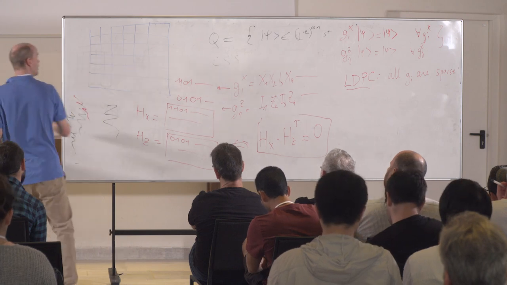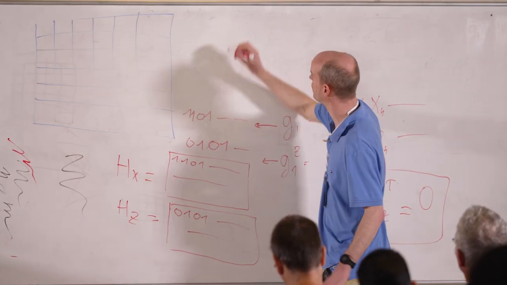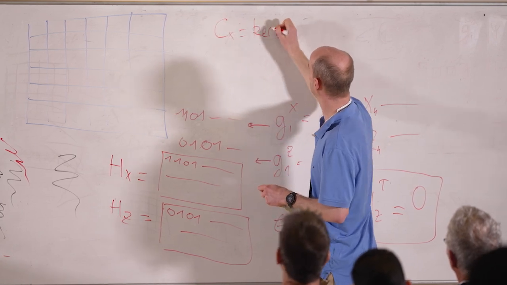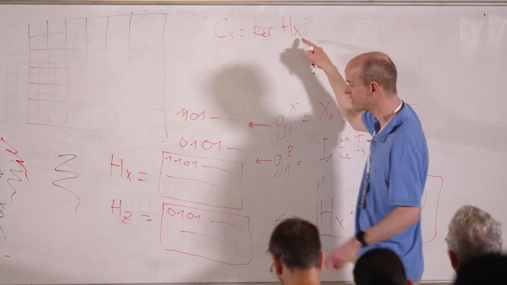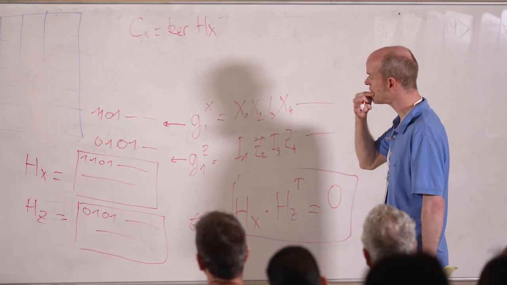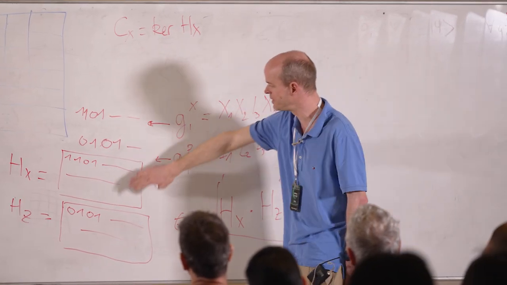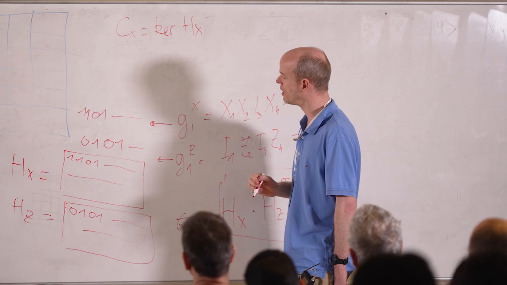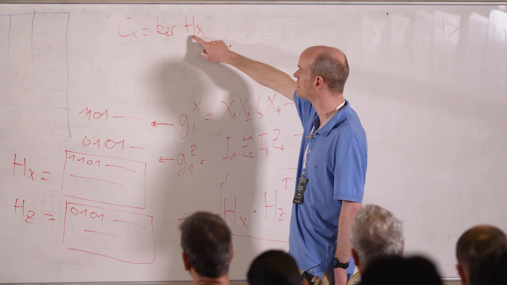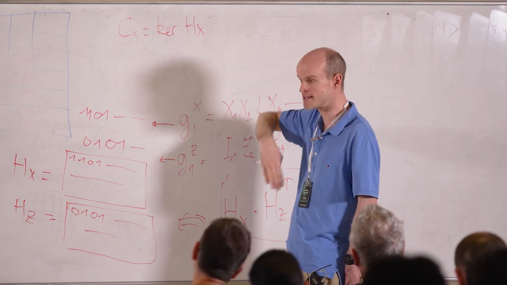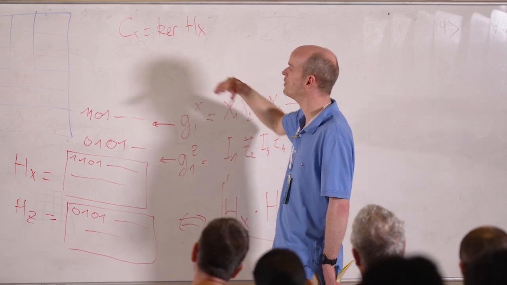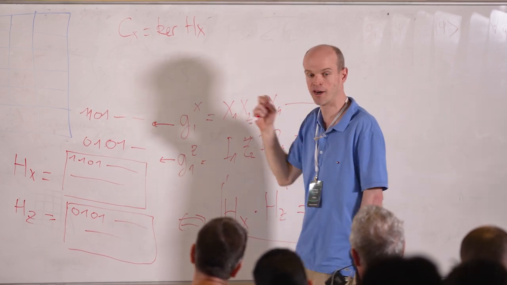Here I define two classical codes. I define CX, which is the kernel of HX: all the vectors of length n which are orthogonal to all these guys. This is an LDPC code if this matrix is sparse. Is it a good code in the sense of yesterday, in the sense that it has a minimum distance that scales linearly with n? We could expect that maybe we want to do that. Turns out we cannot do that.